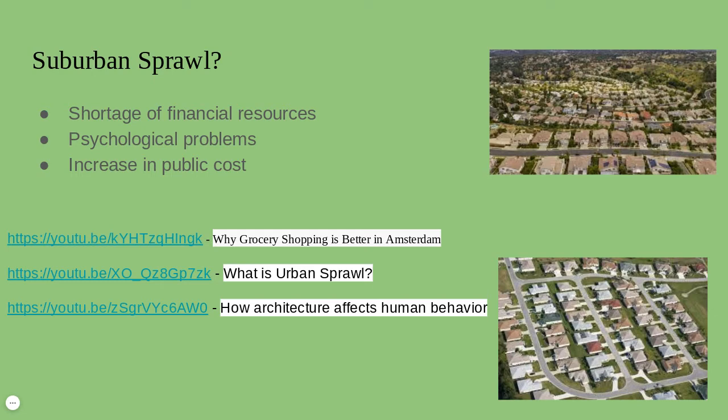It is an unplanned form of urban planning that does not take the steps of considering the livelihoods of the people living there. As you can see, these are some of the issues and effects of urban sprawl. Shortage of financial resources, psychological problems, and an increase in public costs. So these are pretty much small, but they add up. And there's actually more, but it would be too much to include. And you could actually see the videos below.